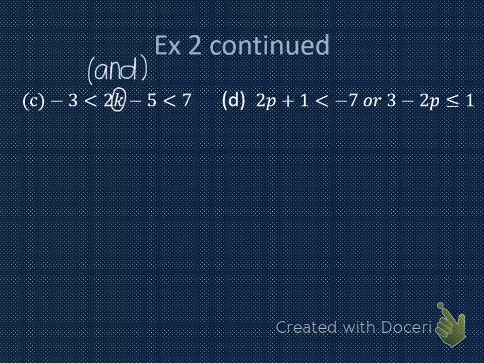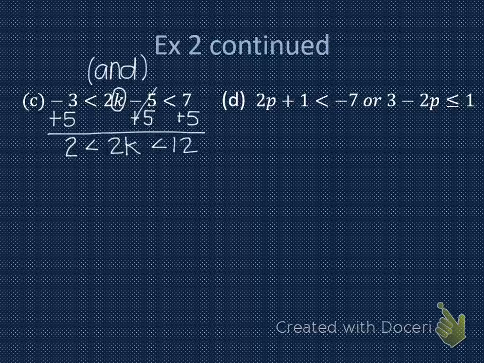The 5. And how do we move it? We're going to add 5. Now remember, we add it in the middle, we add it to the right, and we add it to the left. How many of you remembered to add it to the left as well? All right, if you didn't, go back and fix it. So -3 plus 5 is 2. Less than 2k comes down because the 5's cancel, which is less than 7 plus 5, which is what? 12. All right. We're not done, though, because this time k is still not isolated.